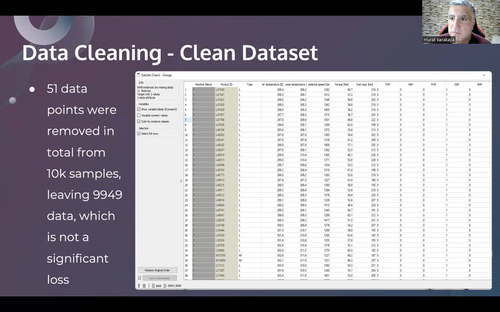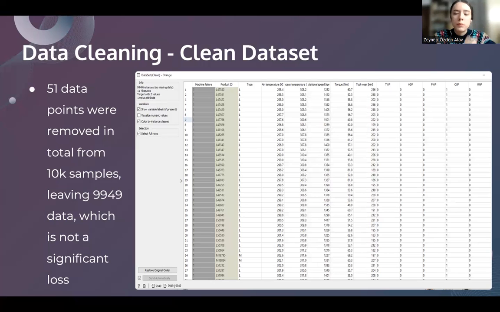May I ask a question? Sure. You are removing from the failures, am I right? Yes, you're right. But they are RNF but not machine failure. I mean, actually, it's not a failure. But you are saying that 51 samples were removed, and they are all failure samples, right?